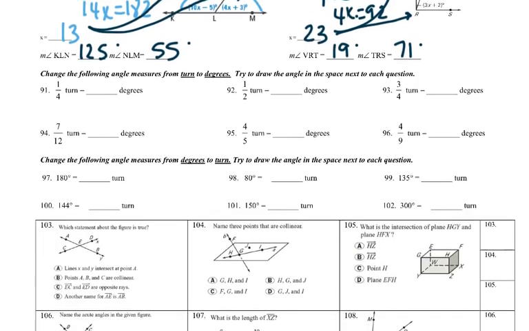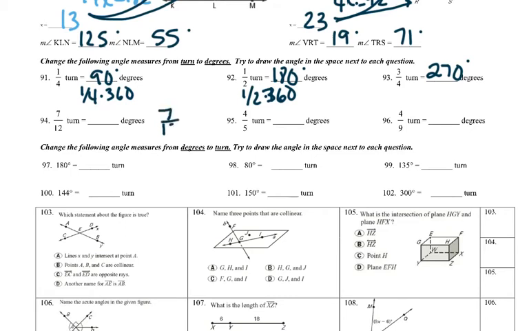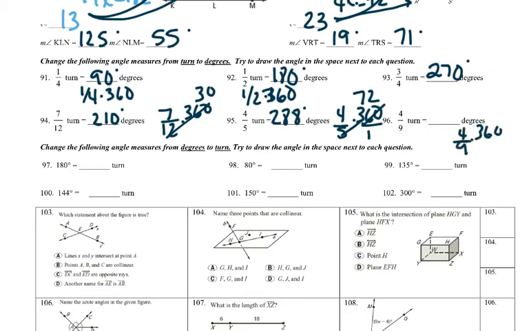The last thing is changing turns to degrees. So 1/4 you multiply times 360 is 90 degrees. Half of 360 is 180 degrees. 3/4 would be 3 times 90, 270 degrees. 7/12 times 360 is going to be 210 degrees. And you could do these on a calculator. 4/5 times 360, 72 times 4 is 288 degrees. And then 4/9 times 360, that goes in 40 times, 160 degrees.